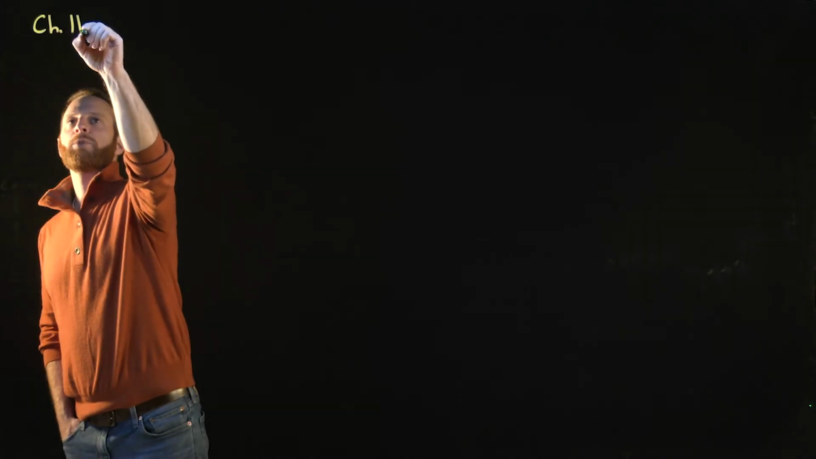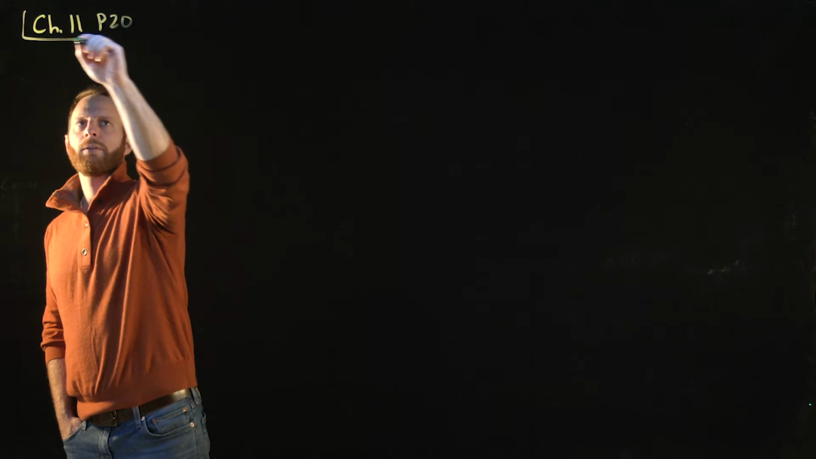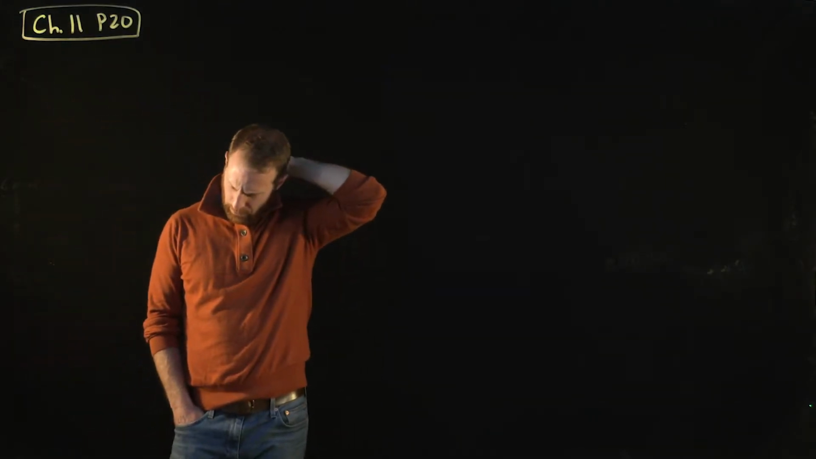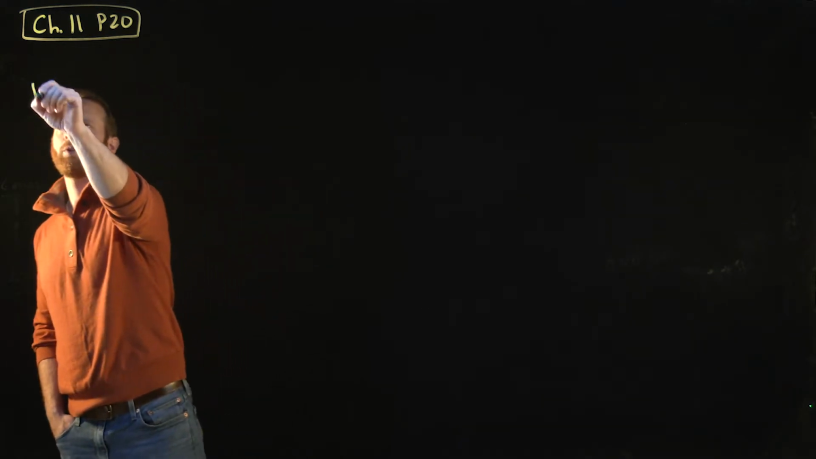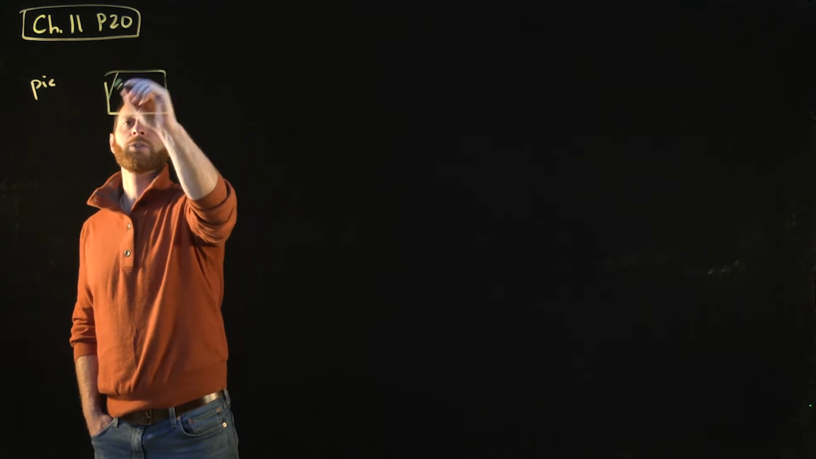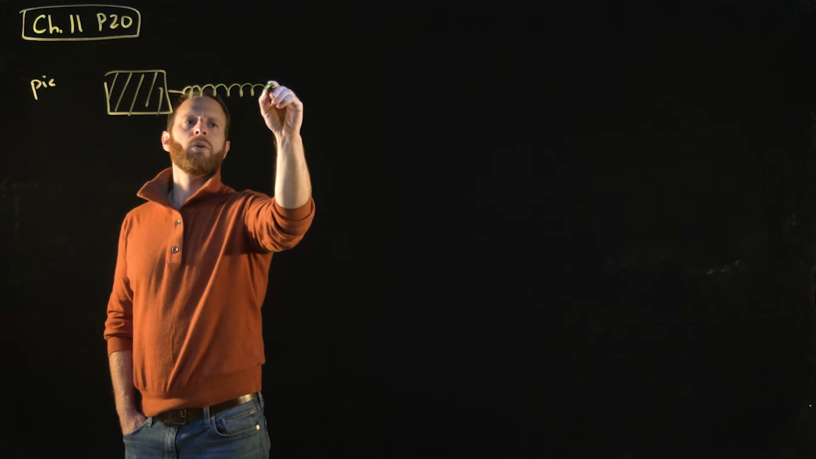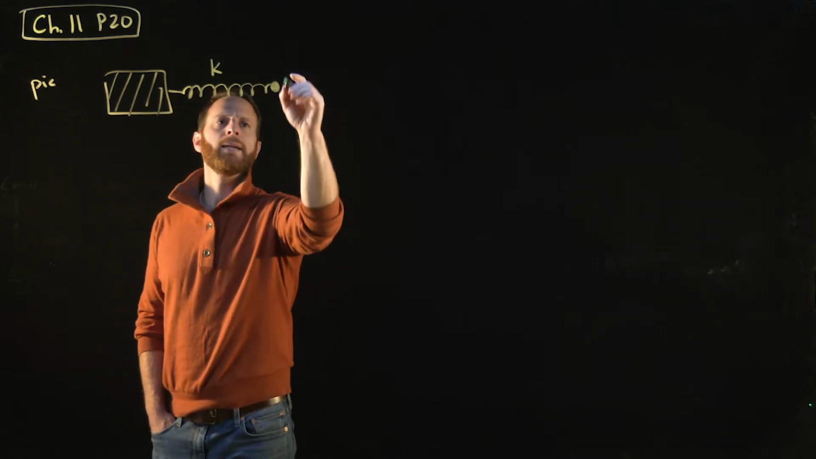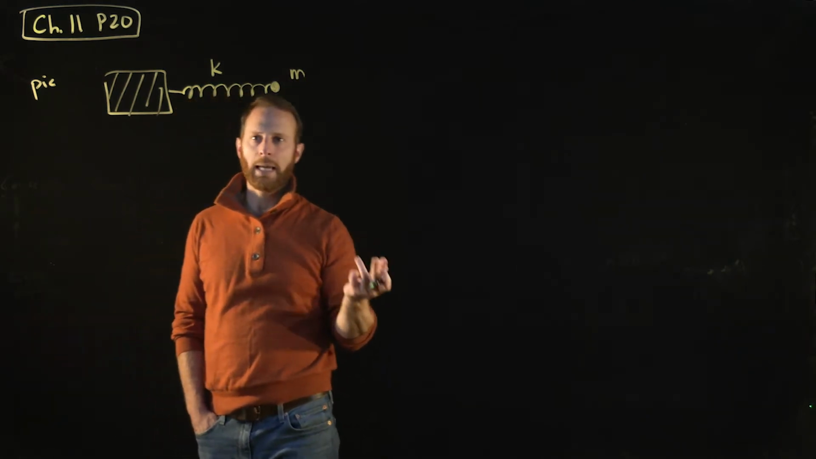So this is chapter 11, problem 20. The basic idea here is that there's a mass on a spring. My favorite way to draw this is to imagine some giant heavy object, like a cinder block or something like that, and a horizontally oriented spring, which has a spring constant k. And this is a massive object on the end that has mass m.